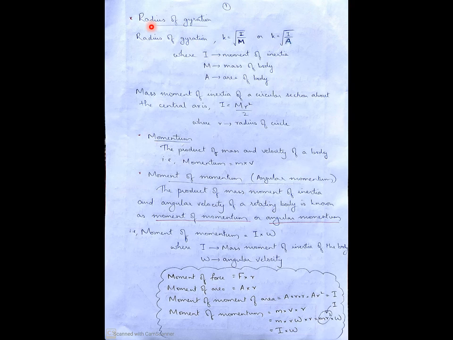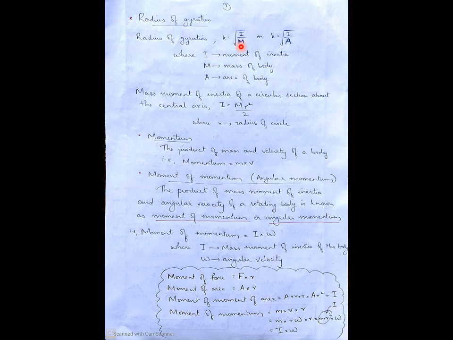The term is radius of gyration. I'm not going with the definition, we require only the equation. Radius of gyration is denoted by the letter small k, that is equal to root I by m or equal to root I by a, where I is the moment of inertia, a is the area of the body, m is the mass of the body. If I is in terms of area, then it is better to say I as area moment of inertia. And if this I is in terms of mass, then it is better to say mass moment of inertia.